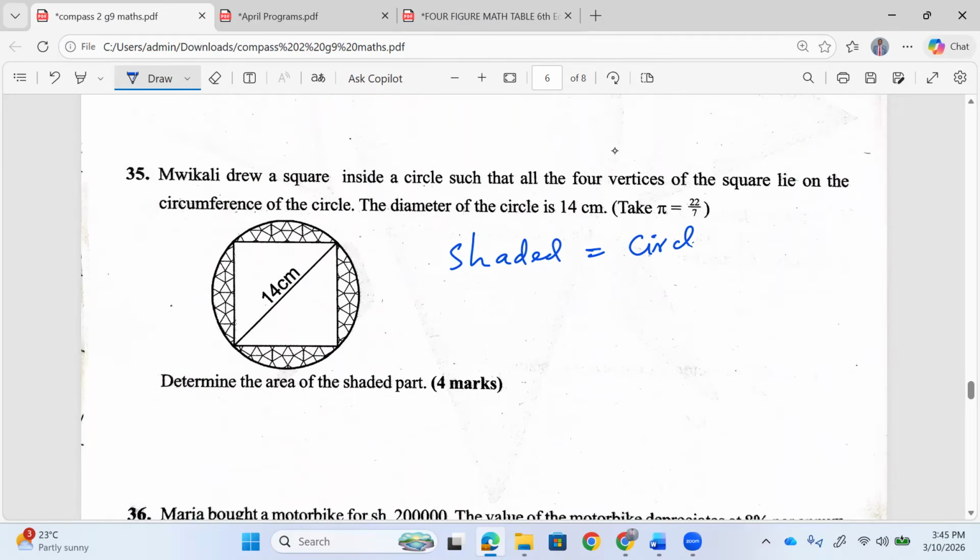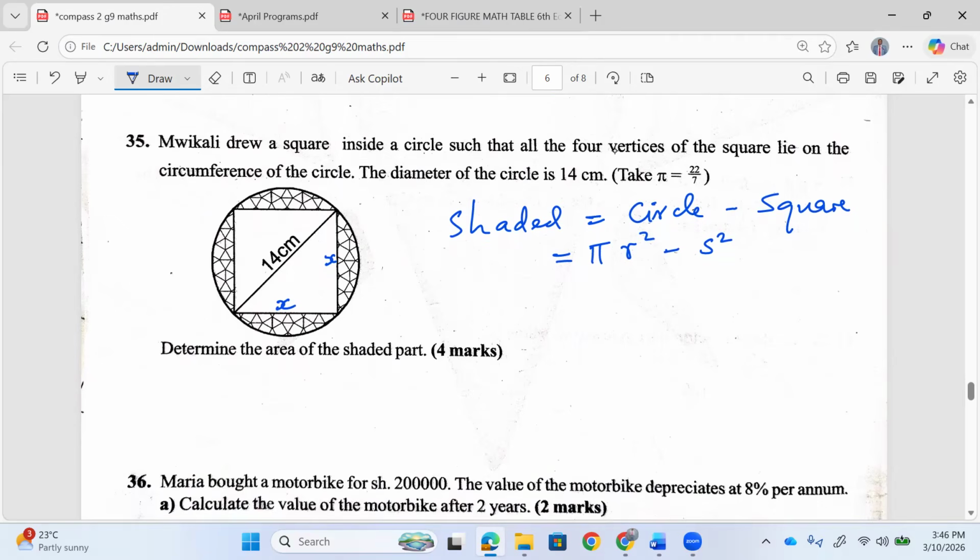Circle minus square. So for the circle, let's talk about pi r squared minus the square side squared. Side times side gives us the area of the square. Then let's also consider that the sides of the square have not been given. So if we let them be x and x, then we should be able to get them by saying x squared, Pythagoras theorem, plus x squared should give us 14 squared.